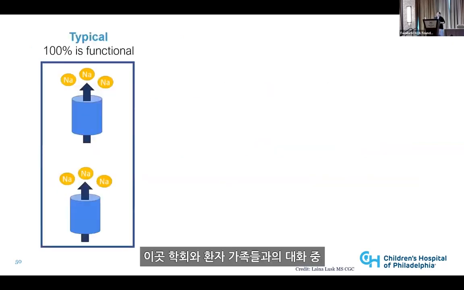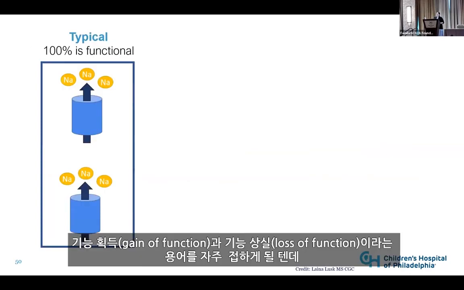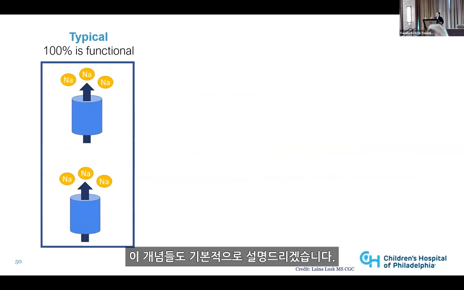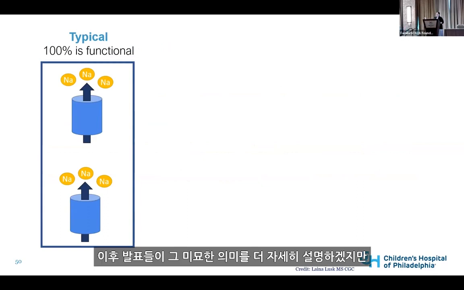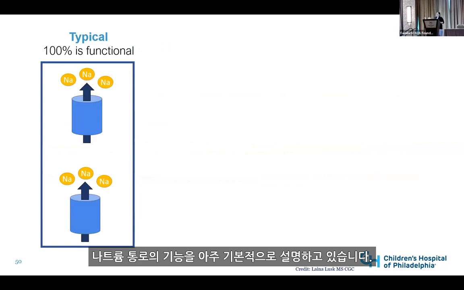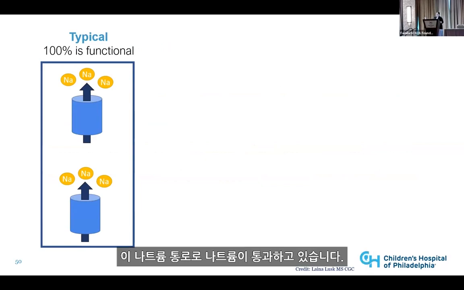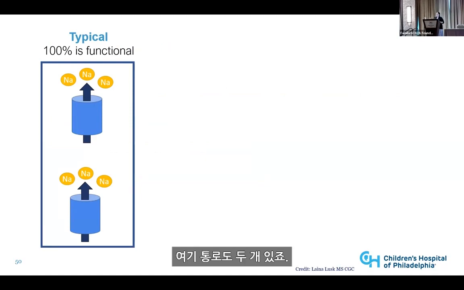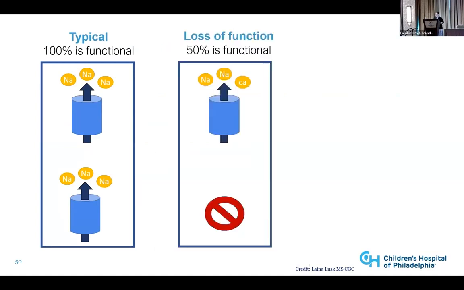So you're going to hear the terms gain and loss of function a lot throughout the conference and through talking with families. I'm going to give a very basic introduction to these concepts, and some talks later are going to explain all of the nuances that go into this. What I've shown here on this slide is a very basic illustration of what a sodium channel is. So we have our sodium channel, and sodium is passing through the channel. And there are two copies here, again, to illustrate that there are two copies of the SCN2A gene.